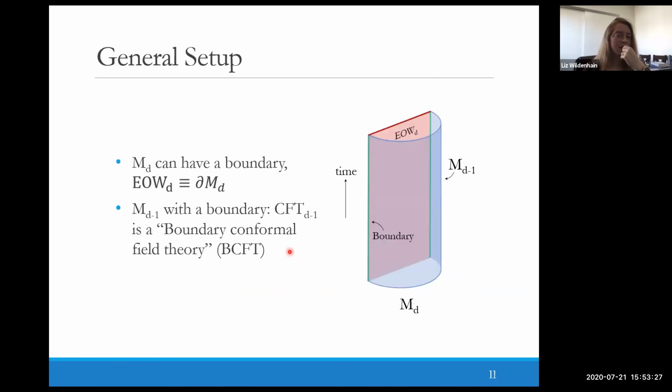And so something that is useful to note is that the d-dimensional manifold can have a boundary, which is called an end of the world brane, which is depicted with this red sheet here in this picture. A particular example of when this might be the case is if the CFT is on a manifold in d minus one dimensions, which has a boundary. So the CFT is a boundary conformal field theory. So you can see that if the CFT, which is on the surface of the cylinder, has this boundary on the green line, then we end up with an end of the world brane in the d-dimensional bulk.